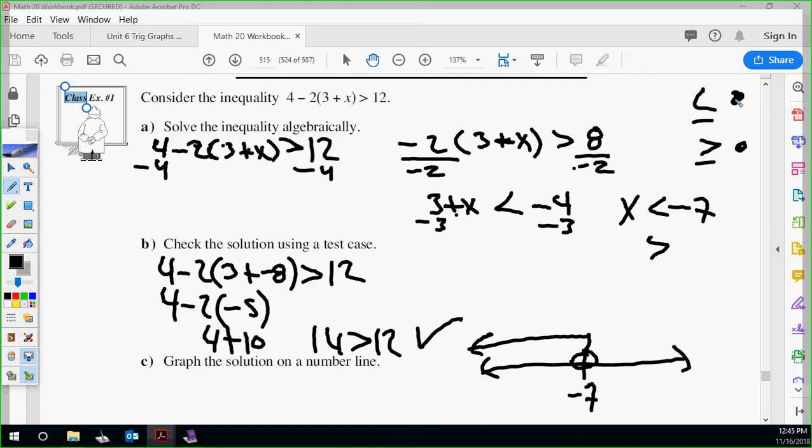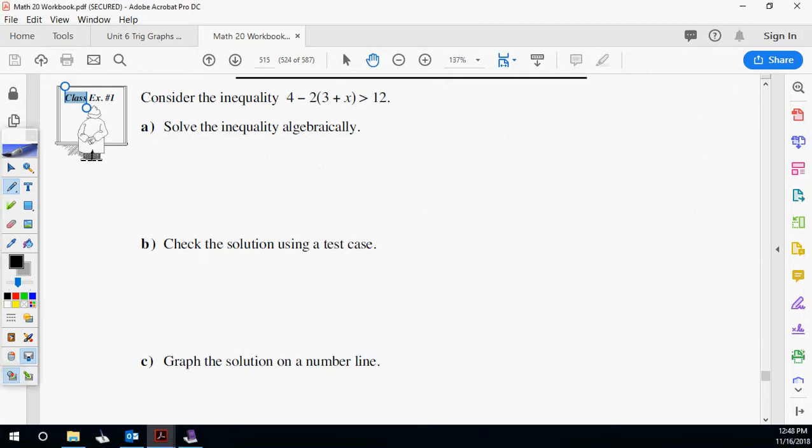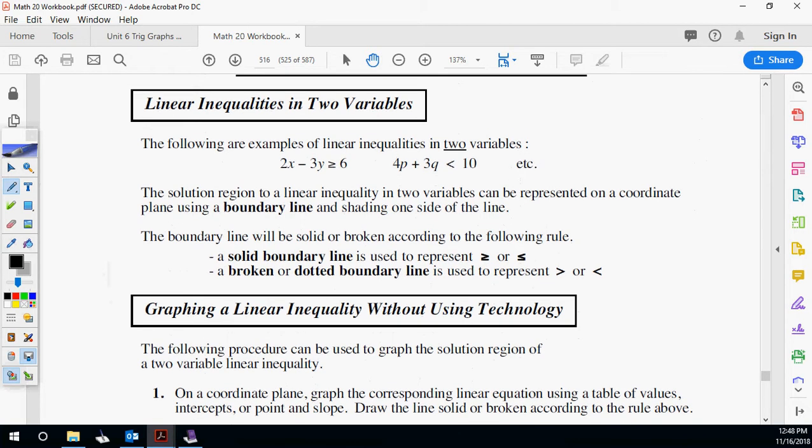Okay, not too bad. And Jared, what you just asked me is coming right here too, a little bit. Well, this is in terms of boundary lines.